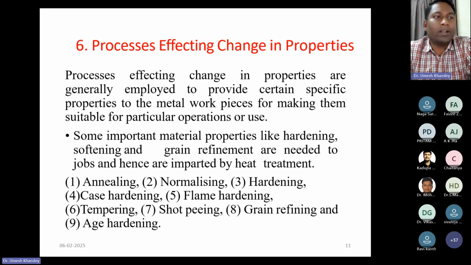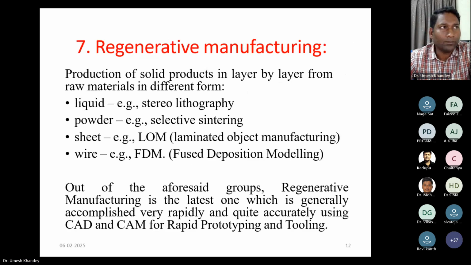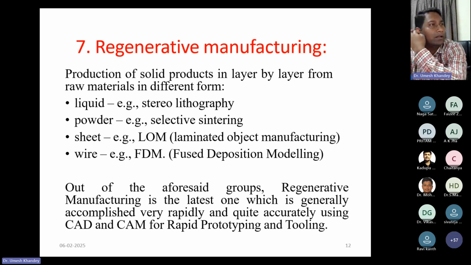So depending upon your requirement, you provide some heat treatment processes. Those are known as the processes affecting change in the property, or the processes for improving the property of your product. Next one, regenerative manufacturing. This one is the most recent out of all. These are now in trendy fashion.